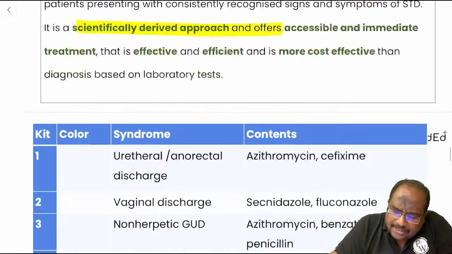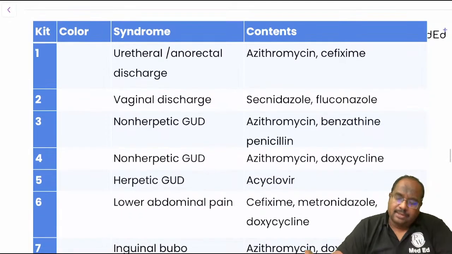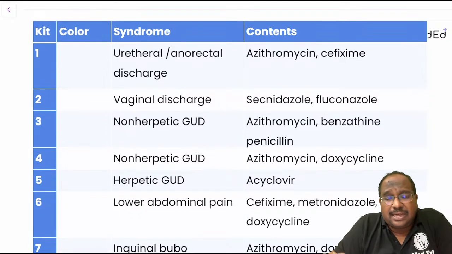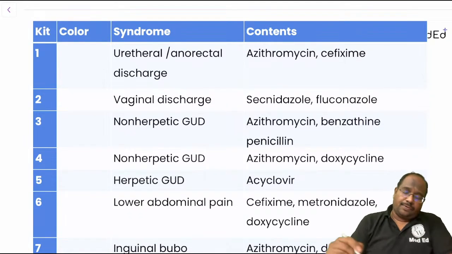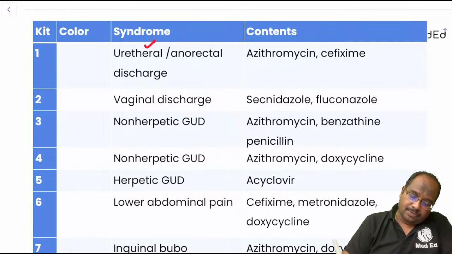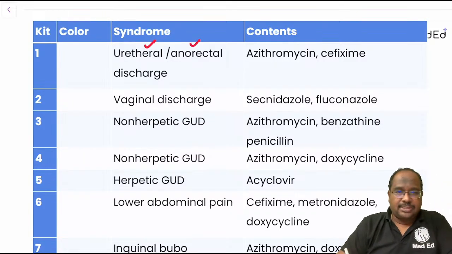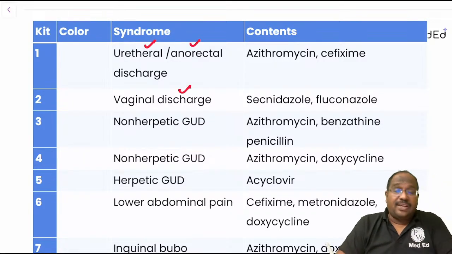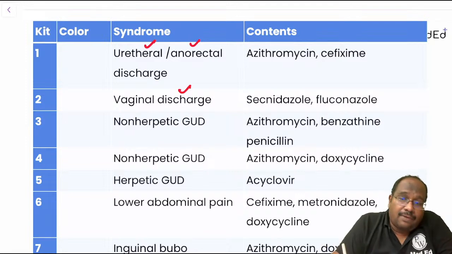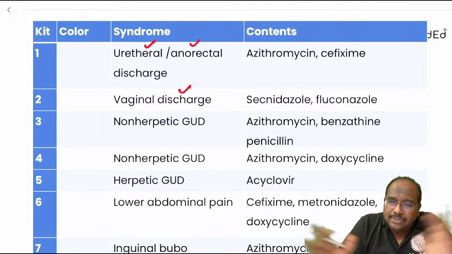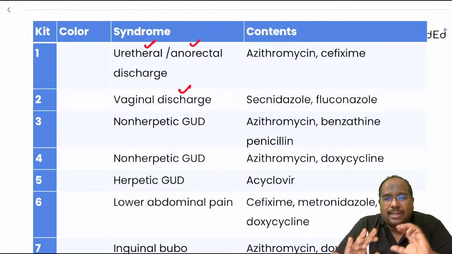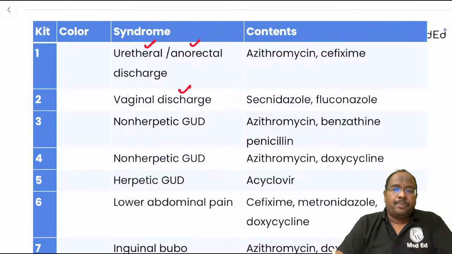We have various syndromes. We have these colored kits given. We have urethral discharge or anorectal discharge. The patient may come with vaginal discharge. In your book you will have flowcharts for everything. I'm just clubbing together. If it's asked as a short note, you write this way. That is enough.